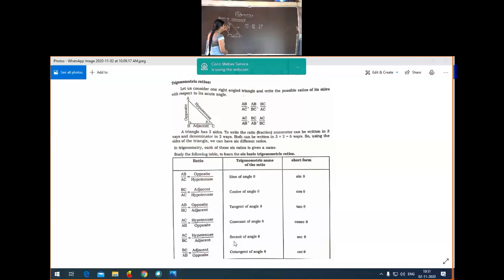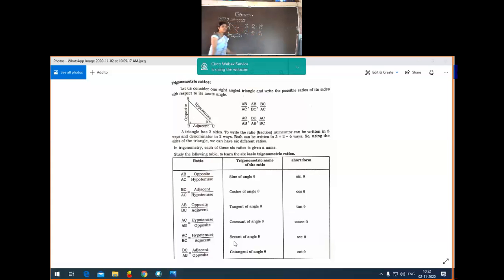See here, AB by AC, first ratio. Then BC by AC, also 1 ratio. Next, AB by BC is also 1 ratio. Next, can we take the reciprocal of these? AC by AB we can write. Then AC by BC we can write. Then BC by AB we can write.